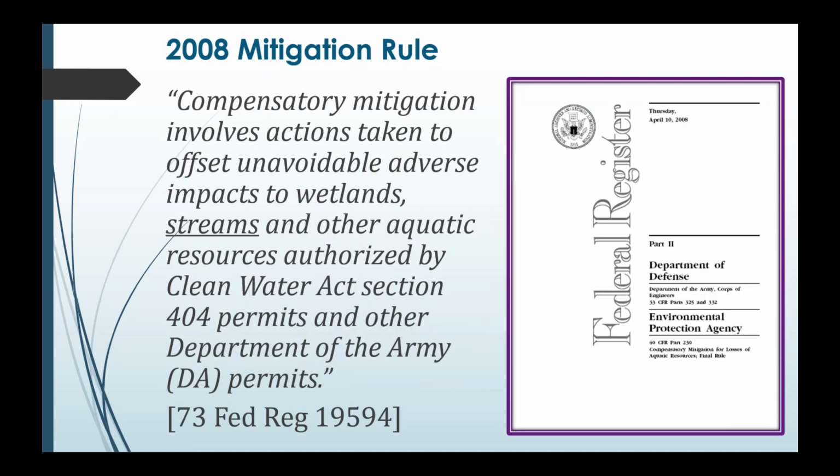Okay, so regulatory setting. Per the 2008 mitigation rule, compensatory mitigation involves the actions taken to offset unavoidable adverse impacts to wetlands, streams, which was pretty much the first time that was codified in regulations, and other aquatic resources. So I just wanted to lay out that we're talking about compensatory mitigation, not restoration through grant funding or for the purposes of just wonderful restoration. We're really focusing on compensatory mitigation, meaning that it's required by the regulations. And so the standards and reporting requirements are often very different.